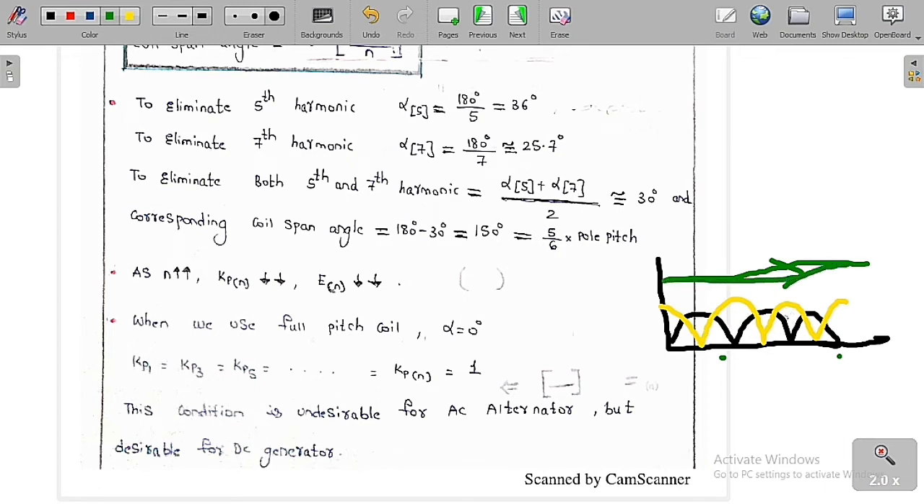This is desirable. So full pitch winding is used for the DC generator, whereas the short pitch winding is used for the AC alternator, because we need only the fundamental but not the remaining harmonics. That is the reason we go for the short pitch winding. So finally, I can conclude that short pitch winding is used for the AC alternator, whereas the full pitch winding is used for the DC generator. I have already explained the concept behind this reason also.